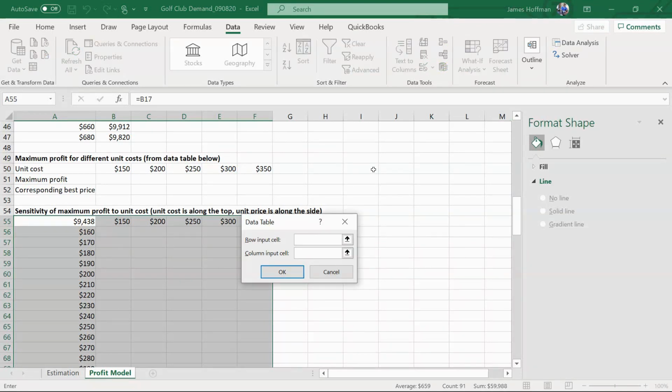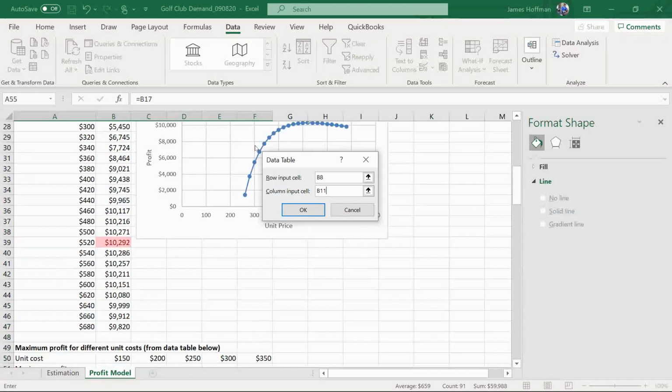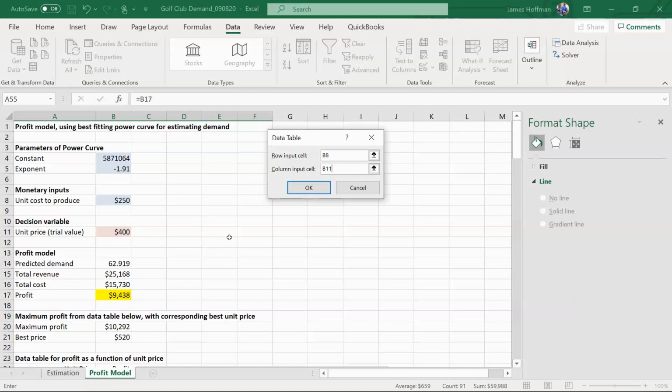Okay, and the row input cell is B8, and the column input cell is D11. Let me just show you why those are in. The row input cell is B8 because we want to change the unit cost, right? That's B8. And the column input cell is B11 because we also want to change the unit price. So that's what those references are for.